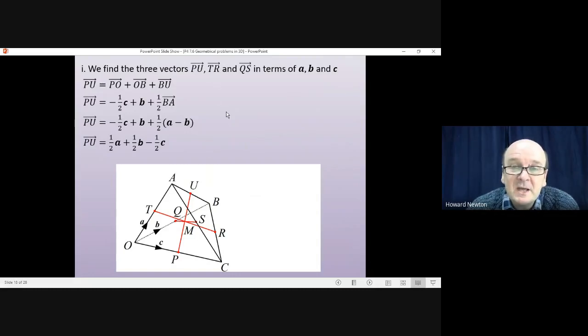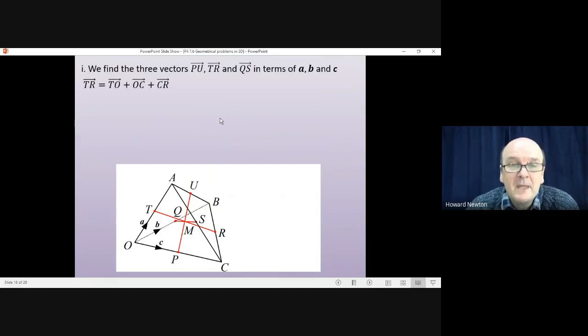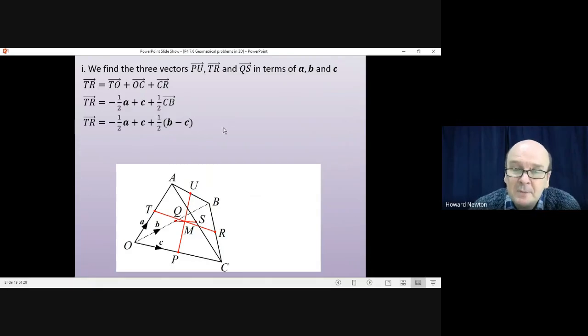Now on to the second diagonal, the vector from T to R. The route I'm going to take is from T to O, and then from O to C, and then from C to R. Doesn't matter what route you take, you should get the same answer. The vector from T to O is minus a half A. From O to C, that's just the position vector of C. And then CR is a half of the vector CB, which is a half of B minus C. Multiplying out the brackets, collecting things up, gives us the vector TR is equal to minus a half A plus a half B plus a half C.